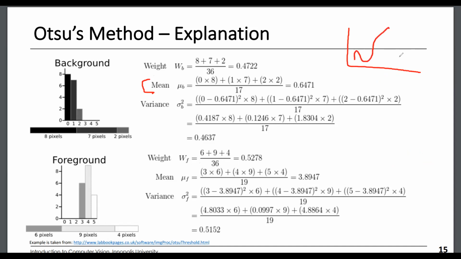So let's say this was our distribution. Let's say this is the threshold that we chose. So the mean of the background is the mean of these samples. The mean of the foreground is the mean of these samples. So calculating this is easy. Calculating the variance is also, again, very easy. We calculate the variance of this place and the variance of this place.